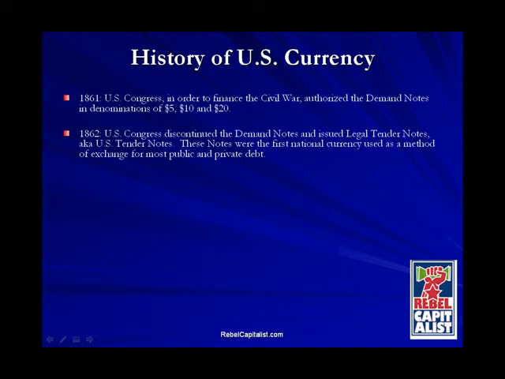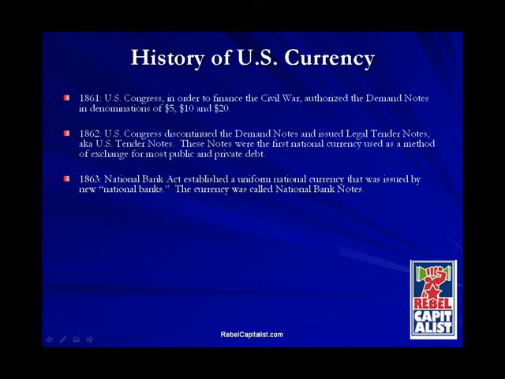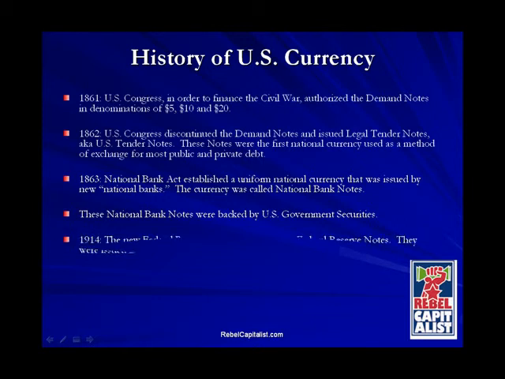It was probably not very good for the economy, so the federal government stepped up and said, okay, enough, we need to have one national currency. In 1863, the National Bank Act established a uniform national currency that was issued by these new national banks, and the currency was called national banknotes. These national banknotes were backed by U.S. government securities.